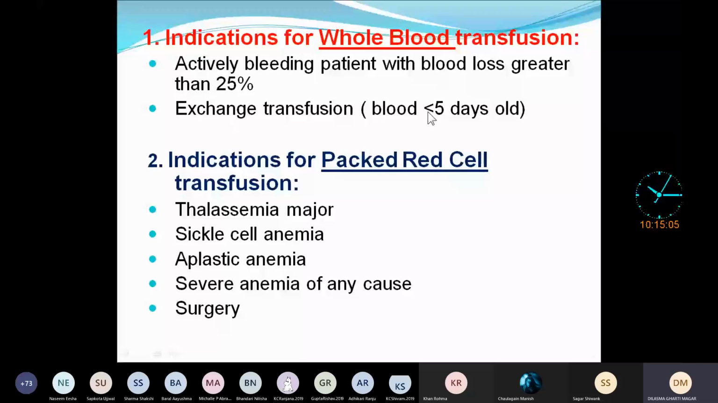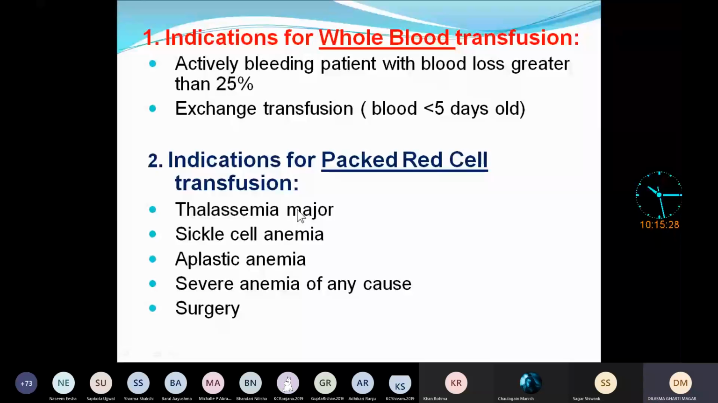So now we'll come to the indications for the packed red cell transfusion. Packed red cell, I already told you how it is prepared, isn't it? So packed red cells means mainly the RBCs are there. So what's the use then? We will give it in case of thalassemia major. Thalassemia you must have studied, and sickle cell anemia, also aplastic anemia, and severe anemia of any cause, or sometimes in case of surgery also we can give.